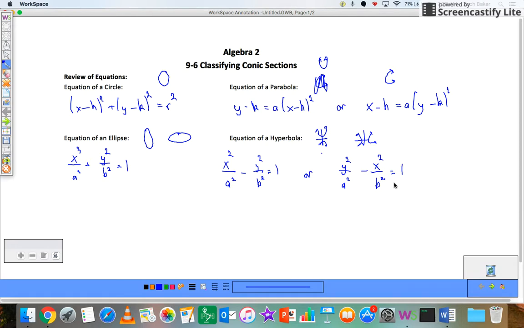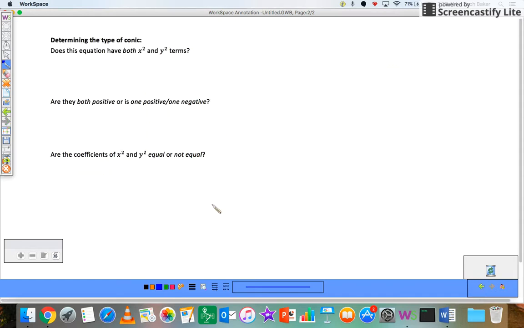Now what we're going to get to, as you can see at the bottom of your paper, is how do we determine what type of conic we have based on some different properties. Those different properties are these three questions. What we're going to do is go through this progression of questions each time to try to determine what type of conic we have.